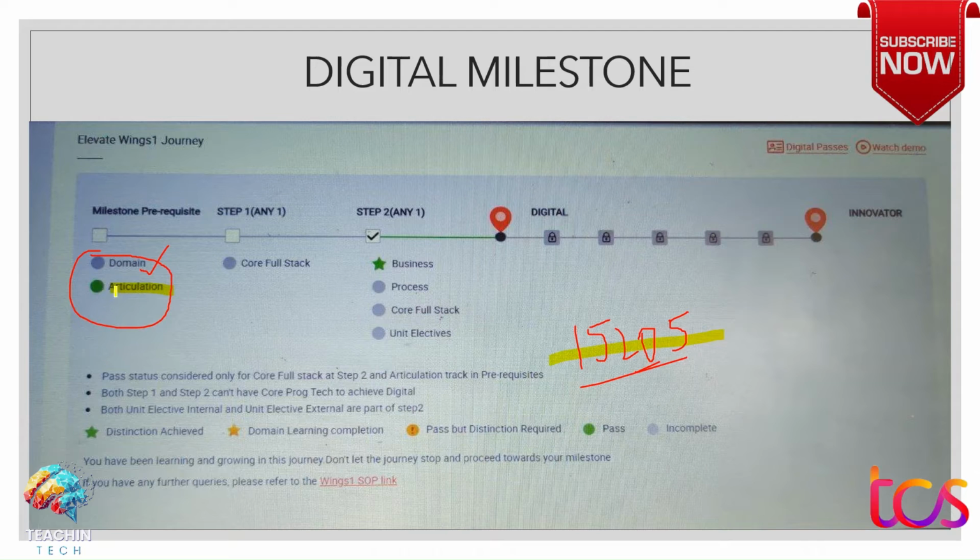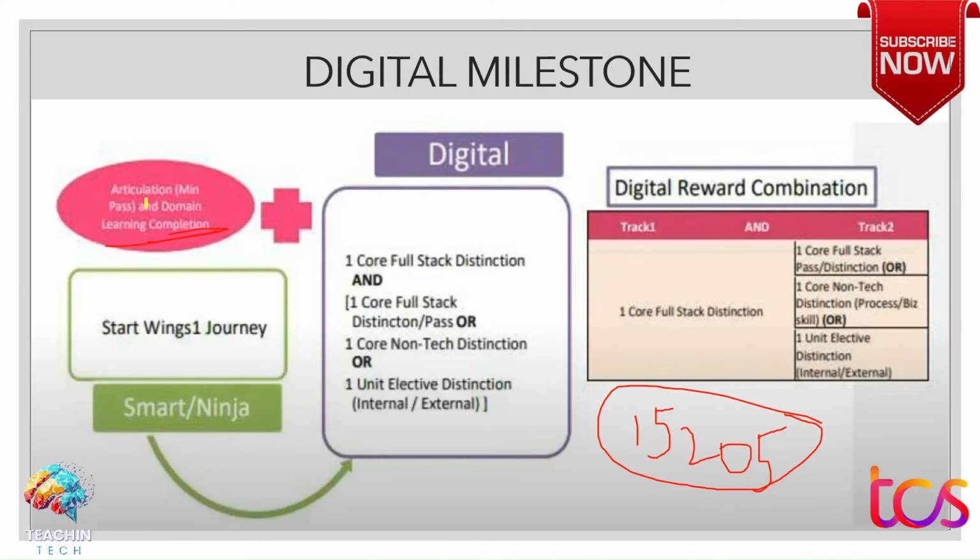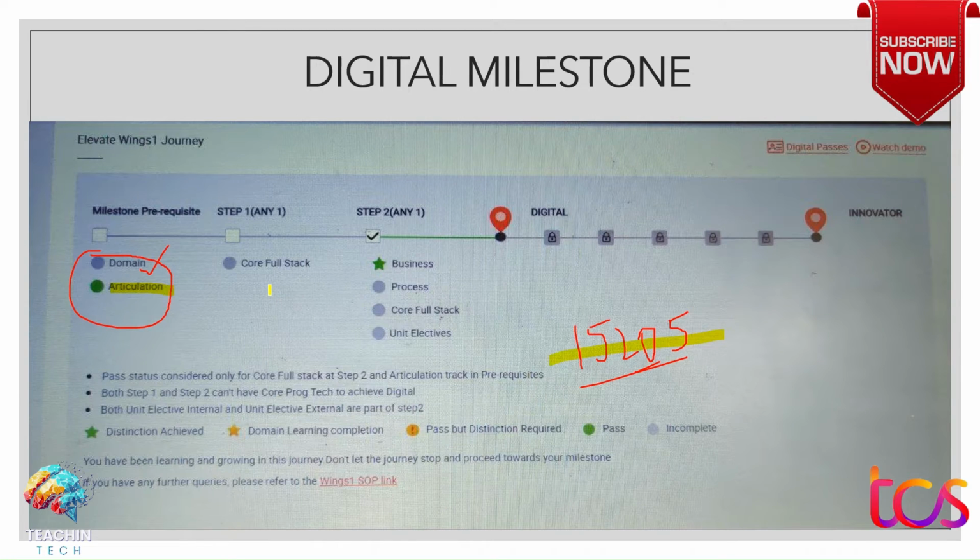So this is done. So you should get minimum pass or else distinction here. So the first part is done. This is done. So next we will jump on to track 1 and track 2. What are these?